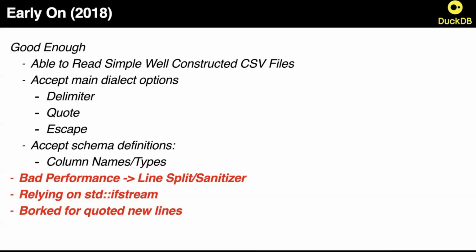The problem with this, of course, is that, as you can imagine, it has horrible performance. All these line splits and sanitizing, it's not very good. It heavily relies on ifstream, so you have no control of what really is in memory. And you have no control how the file is really being accessed. I mean, that's a bit of a lie because with ifstream you can actually set, I think, the buffers, but at the time, that's how the implementation was. So it really didn't match our file system and the way that data should be accessed. And again, it's borked for quoted new lines.